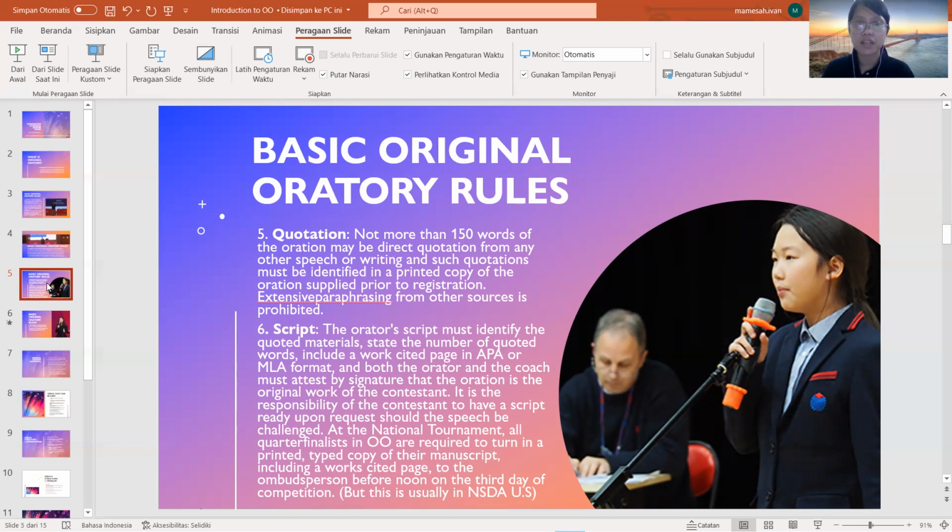But I think in order to prepare you for a much more serious competition in the upcoming future, it's fine for you to understand regarding the quotation and the script, to make sure that you are going to cite a page in APA or MLA format. This is usually in NSDA US, district, and even national competition. So I think it's okay for us to skip this, but maybe you can keep this in mind.